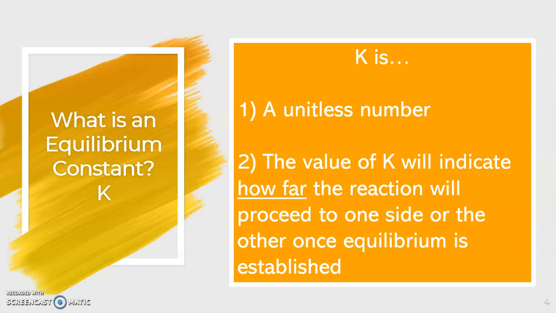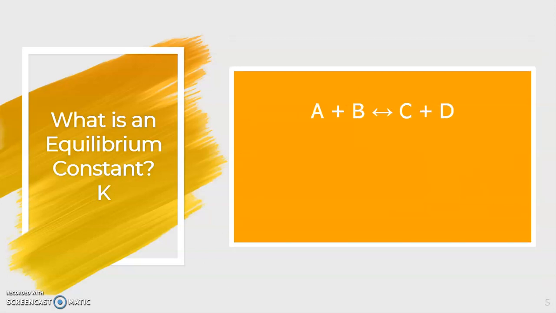Second of all, why do we even care about an equilibrium constant? Well, K is a very convenient number that lets us figure out how far a reaction is going to be bending toward one side or the other. Just based upon the value of K, we'll figure out, is it going to proceed far to the product side, or is it going to remain far to the reactant side? Let me give you an example here.